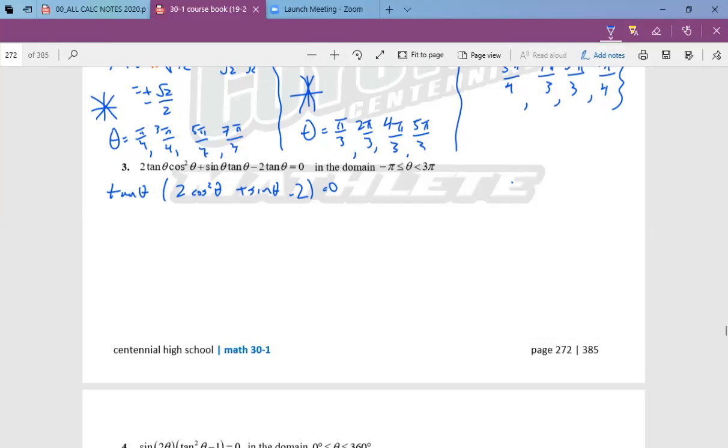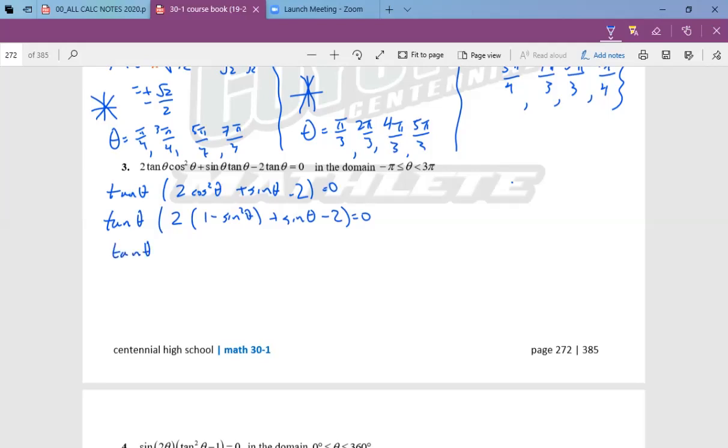However, we can do stuff with cos squared. Using our Pythagorean identities, cos squared is 1 minus sine squared theta. Make sure that's in brackets because it's multiplied by 2. Plus sine theta minus 2, close your bracket, equals 0. Holy cow, lots going on in here.